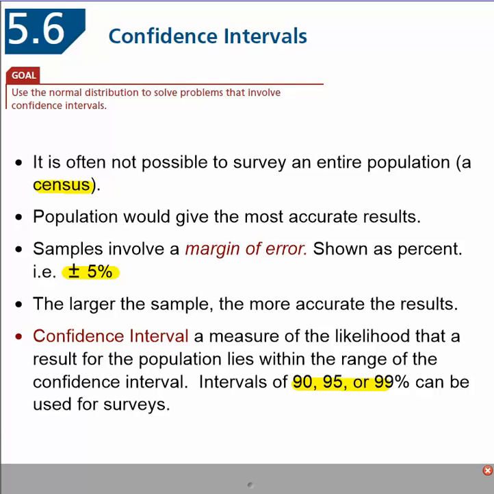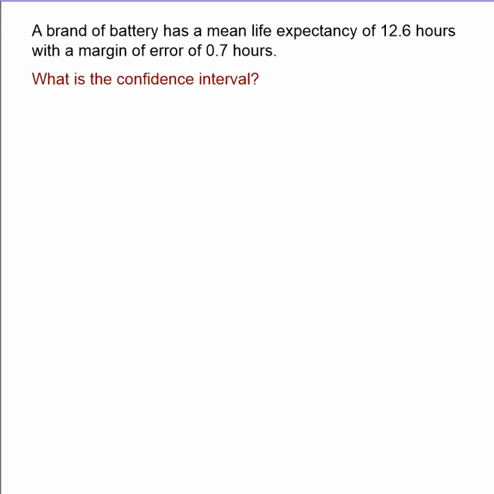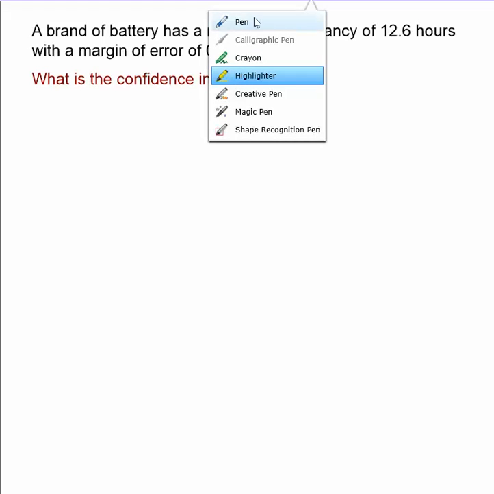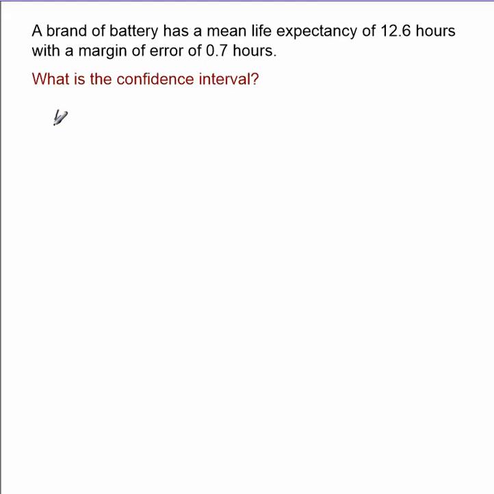Okay, now that we have that done, we will do a short example. A brand of battery has a mean expectancy of 12.6 hours with a margin of error of 0.7 hours. And we're asking, what is the confidence interval? So the mean battery life, and this is a sample, so we would use X bar and not mu. Because it is a sample, use X bar.